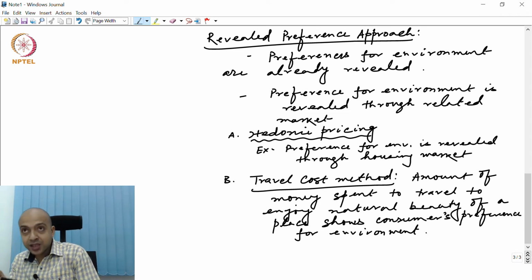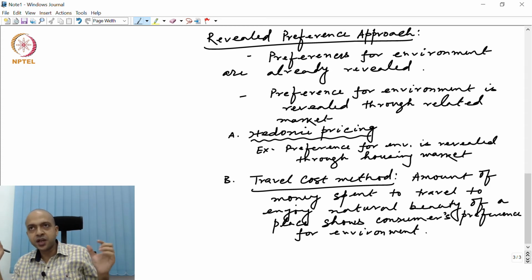Of course, this is not as simple as I am talking about, because when an individual travels to a particular place, they don't really go to enjoy only a specific site. Rather, one trip to that place involves traveling to many competing sites.